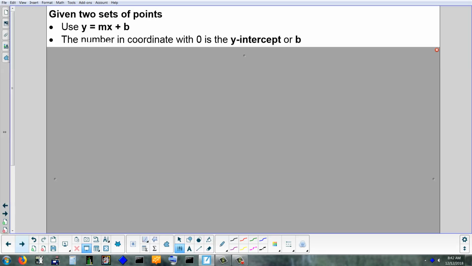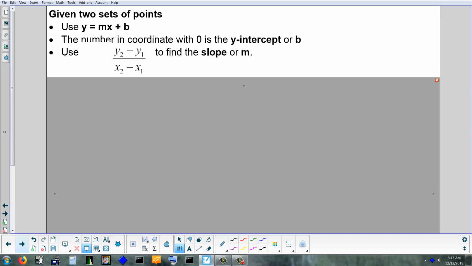Whatever the other number is in the coordinate that has 0, that's going to be your y-intercept or your b. We're always going to give you two sets of coordinates, and one of those coordinates is always going to have a 0. All right? So again, no counting, no identifying where it crosses the y-axis. See which coordinate has 0. The other number goes at the end of your equation for your y-intercept.